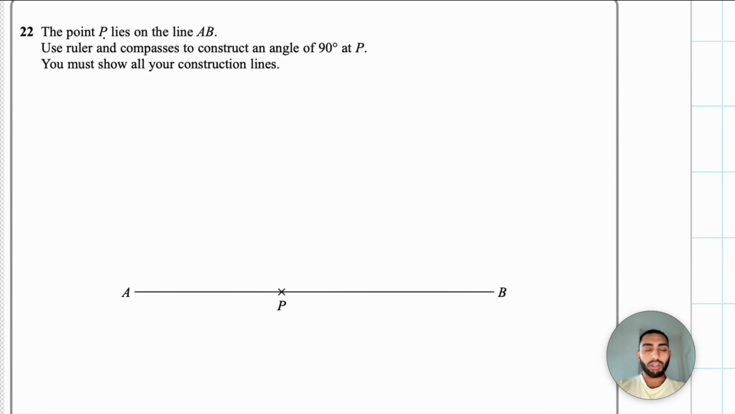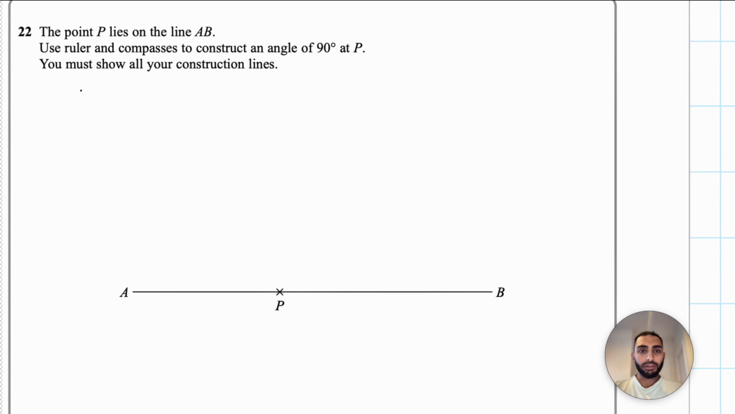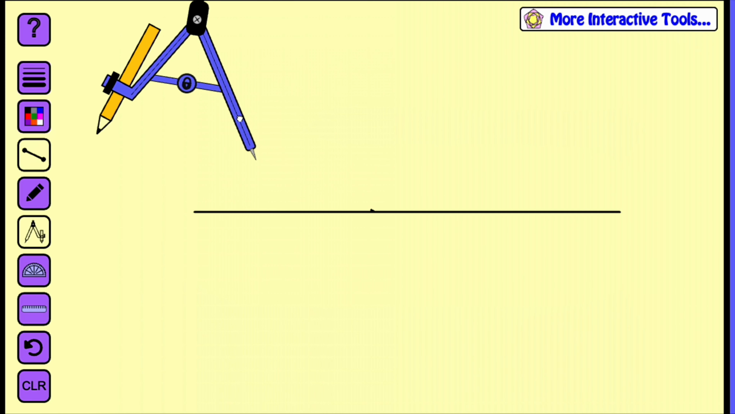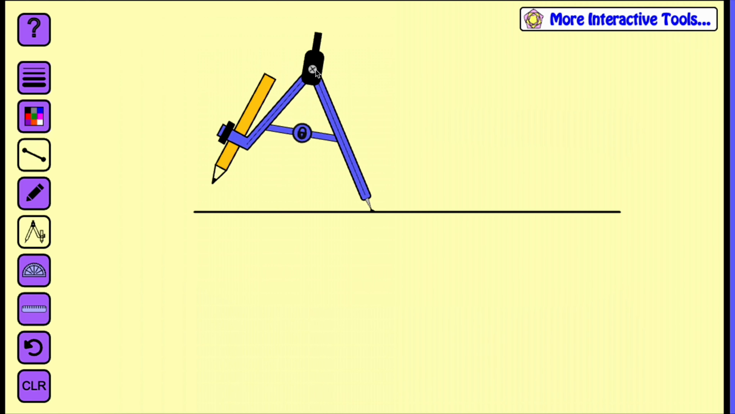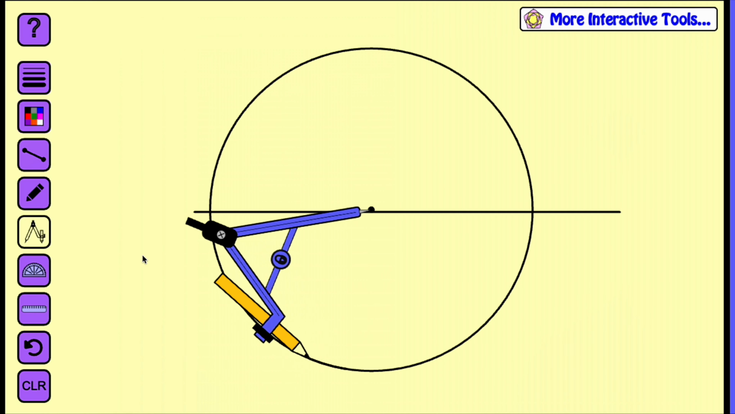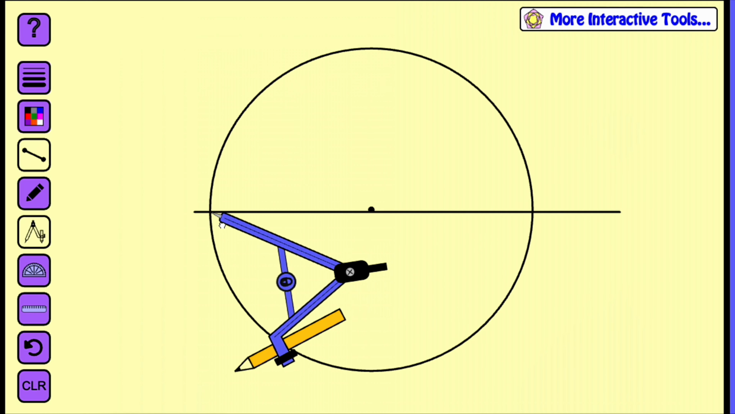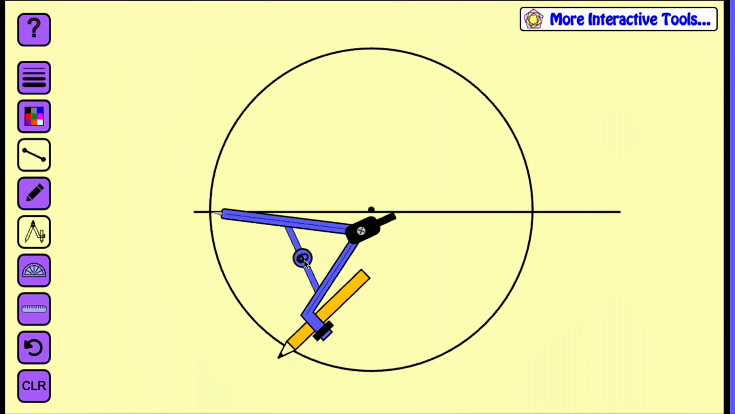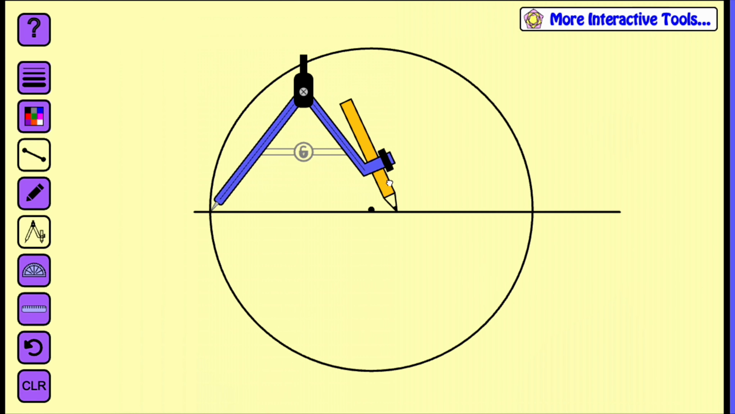Question 22. The point P lies on the line AB. Use ruler and compasses to construct an angle of 90 degrees at P. You must show all of your construction lines. I've got P over here, and I need to take my compass. I'm just going to put it at any point, and I'm going to draw a circle from the center at P. I'm going to move my compass over to one of the points where it crosses that line. I'm going to change the length, so just increase it slightly, so it goes past that point P.